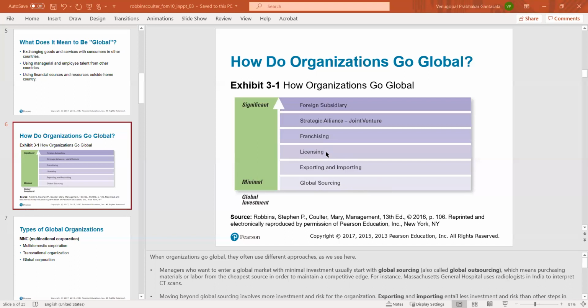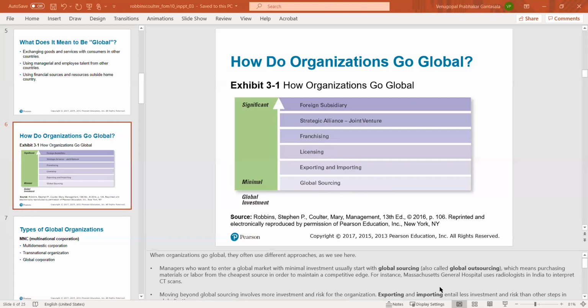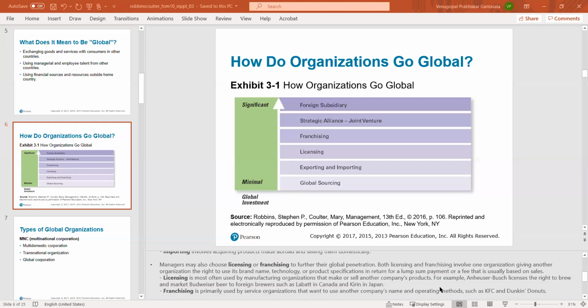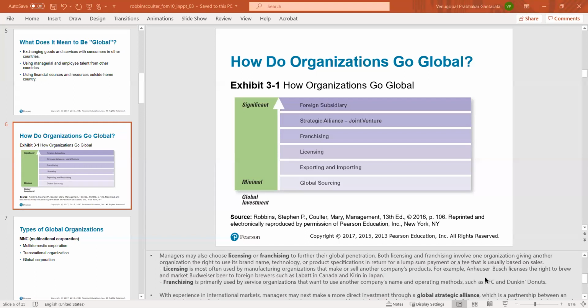And then when you come back to licensing, there's a nice example here. It talks about beer manufacturing. It's a brewer, Anheuser-Busch. This is a company that brews beer and makes a product called Budweiser. And they have foreign brewers like Labatt in Canada and Kirin in Japan. They give them the license to make the product there. So you can do that if you want to give a license to some other manufacturers to manufacture your product and sell there. You get a licensing fee.